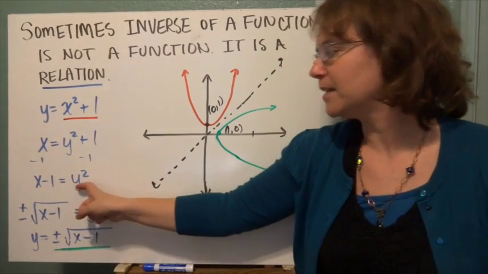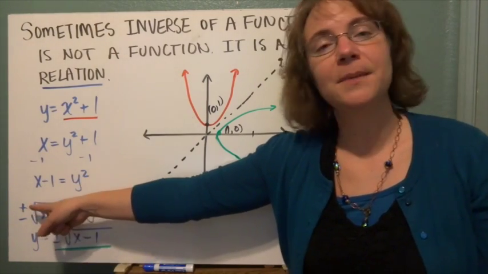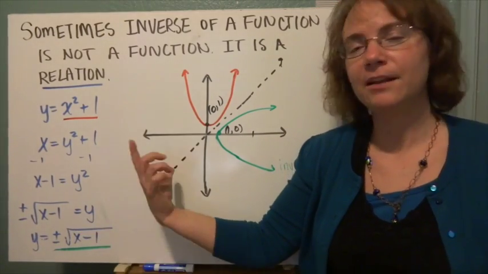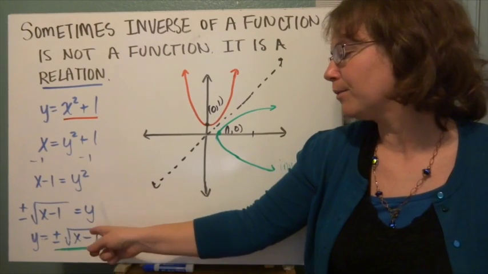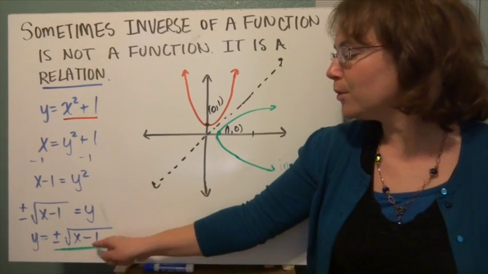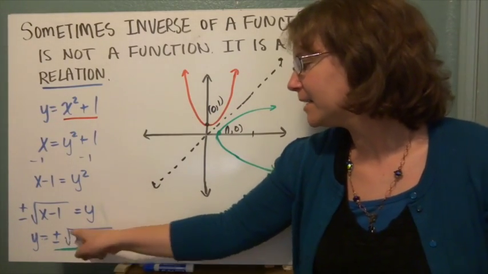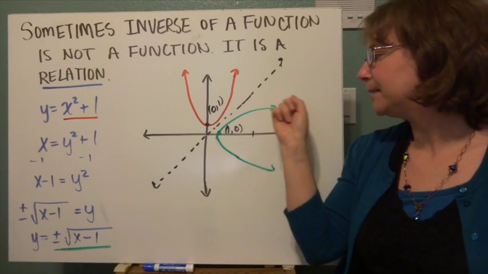I have x minus 1 is equal to y squared. Go ahead and take the square root of both sides. That gives me plus and minus the square root of x minus 1 is equal to y. And if you like to write it with the y on the other side, y equals plus and minus the square root of x minus 1. Now, if you were to graph plus the square root of x minus 1 and minus the square root of x minus 1, you would get this same sideways parabola.